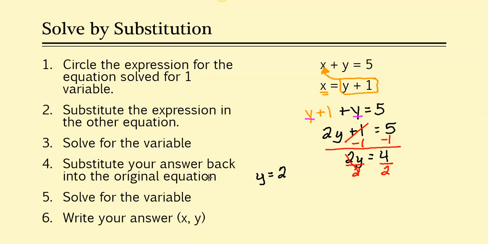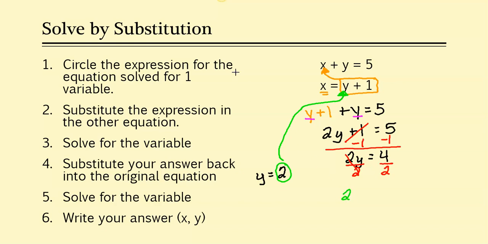Now step number 4, this is another substitution. It says substitute your answer, this 2, back into the original equation. And the original equation is whichever one you circled. So now I know that y equals 2 in this solution. So I'm going to take that and I'm going to substitute it into the one that I circled.